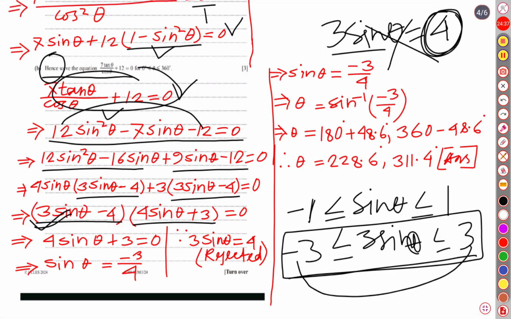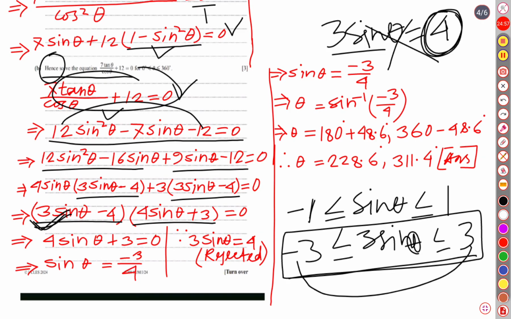That's why this is actually not acceptable. We have rejected this value. So remember, whether sine or cos, our range is from -1 to 1. So if any value exceeds this limit, then that is rejected. That's why we have rejected the first factor, 3 sin theta minus 4. This is not acceptable.